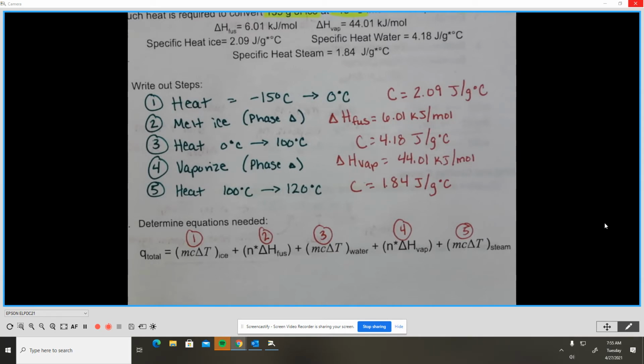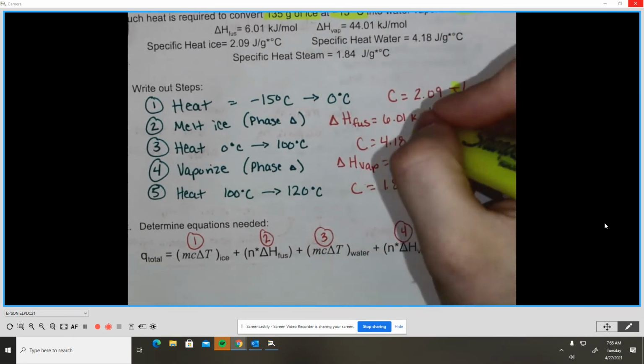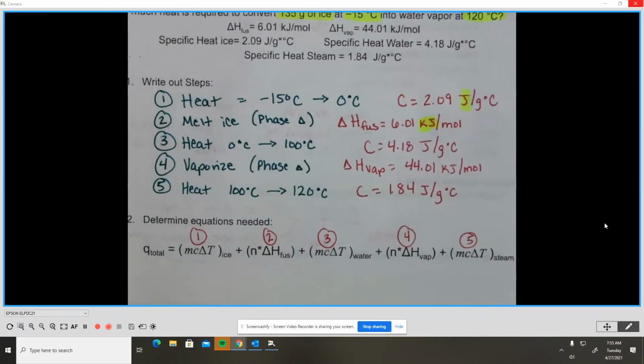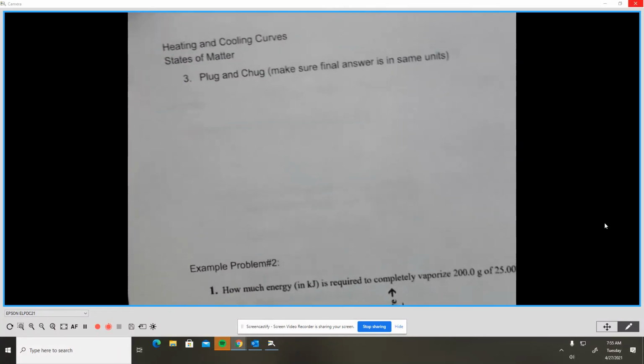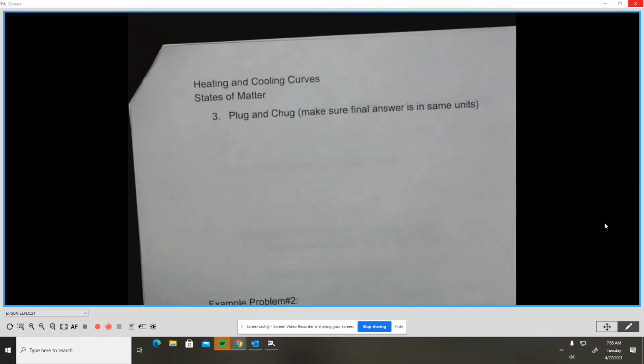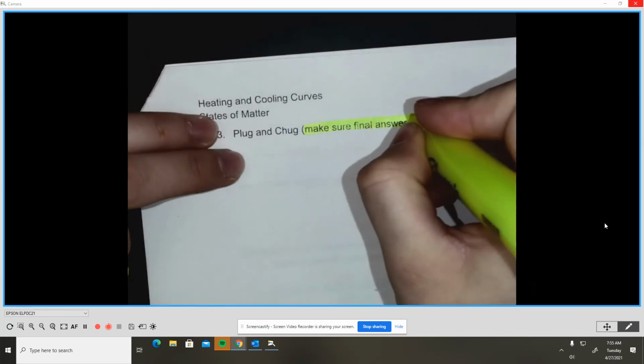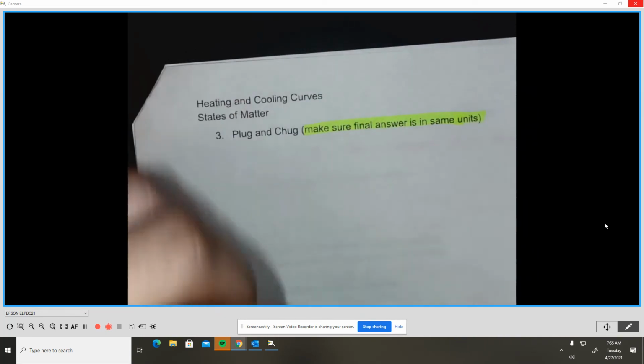All right, the last thing that we do is we plug and chug. It's important that we keep track of what is a joule and what is a kilojoule. So notice that specific heat is in joules and heat of fusion is in kilojoules. It's important to keep track of that, and you'll see that on the next page. So plug and chug, and you want to make sure your answer is in the same units. So that's why I said check out joule and kilojoule.